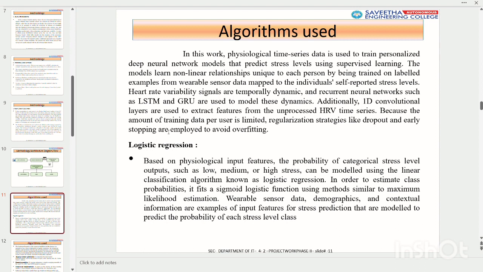Physiological time series data are used to train personalized deep neural network models and predict stress levels using supervised learning. We are using logistic regression, based on physiological input features. The probability of categorical stress level outputs, such as low, medium, and high stress, can be modeled using a linear classification algorithm known as logistic regression. In order to estimate class probabilities, it fits a sigmoid logistic function using methods similar to maximum likelihood estimation.